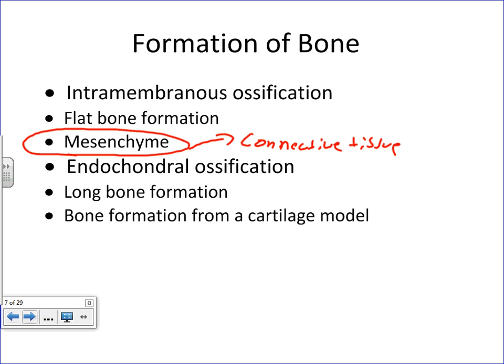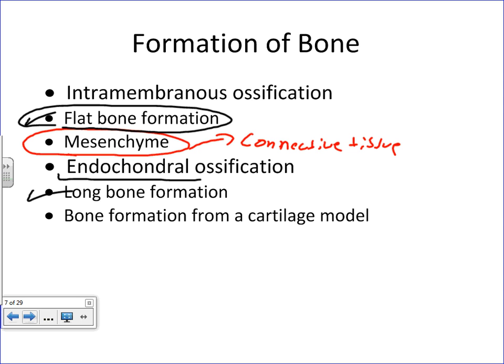Essentially, the cells within the mesenchyme arrange themselves in different fashions and develop differently, and as a result we form two different types of bone. We form flat bones and then we form long bones. So intramembranous ossification is all about the formation of flat bone from the mesenchyme, directly from mesenchymal cells.